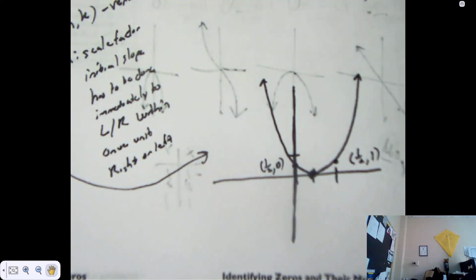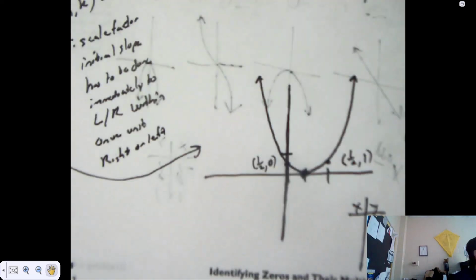Now, if you don't like that, it's really not that hard to make a small table. Sometimes myself, I think it's just easier to make a small table.